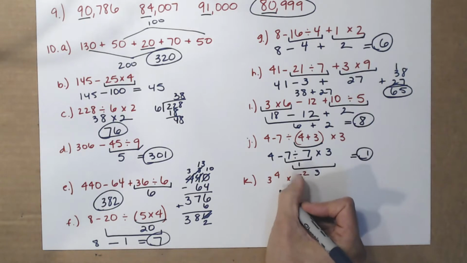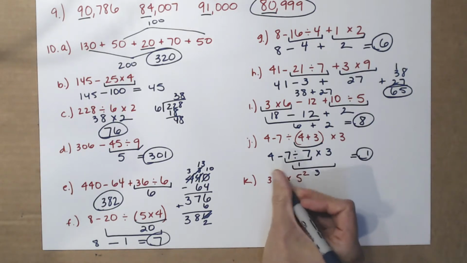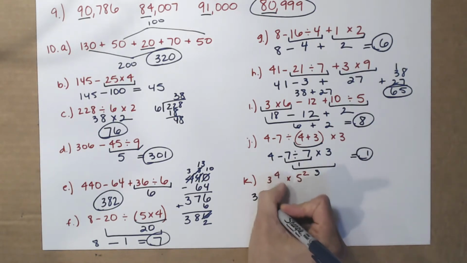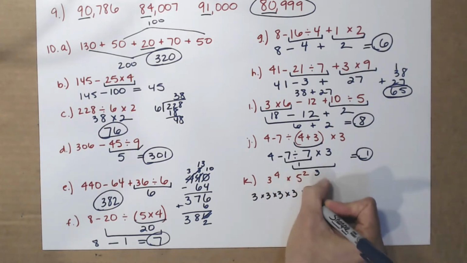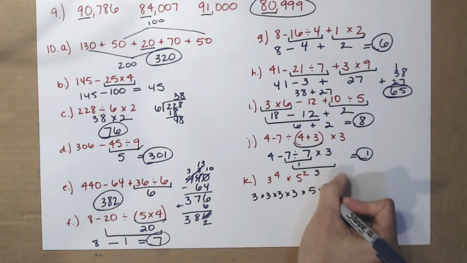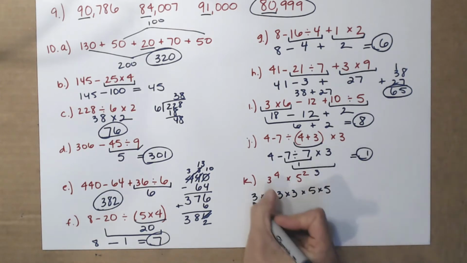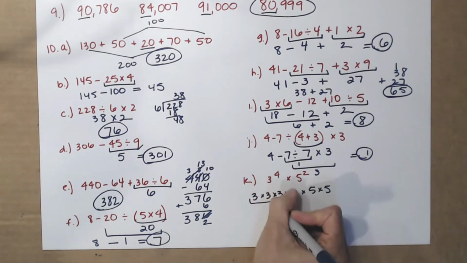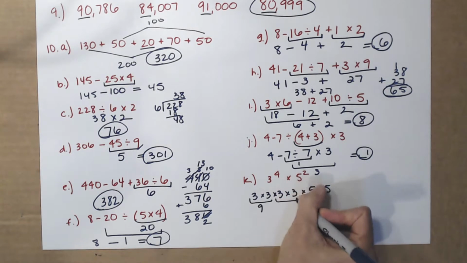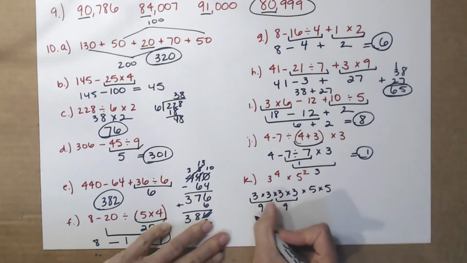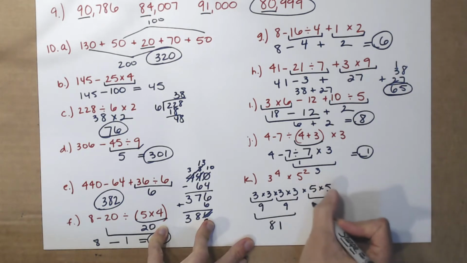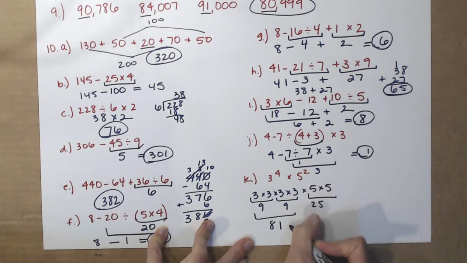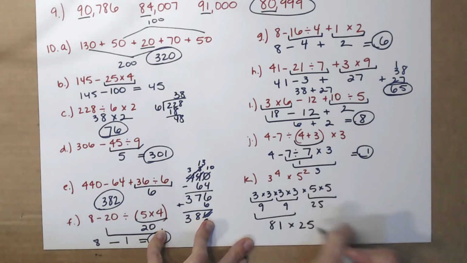Now we have some exponents. 3 to the 4th times 5 squared. 3 to the 4th means 3 times 3 times 3 times 3. And then 5 squared means 5 times 5. So I'm going to do 3 times 3 is 9. 3 times 3 is 9. So then 9 times 9 is 81. 5 times 5 is 25. So I end up with 81 times 25.